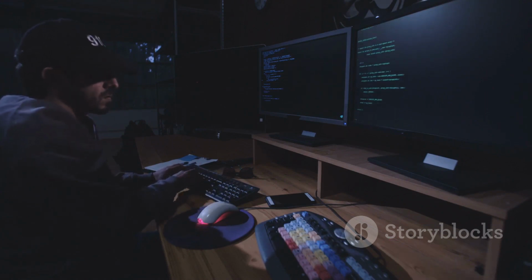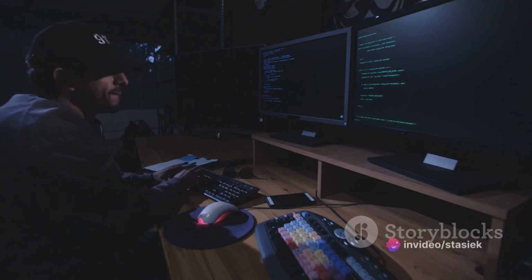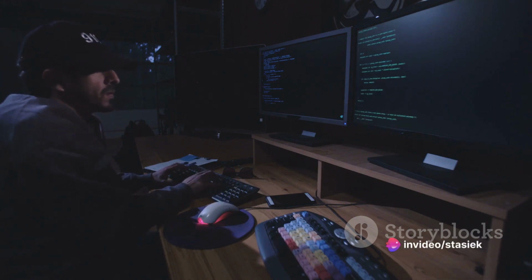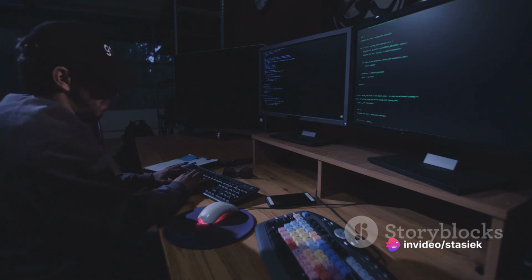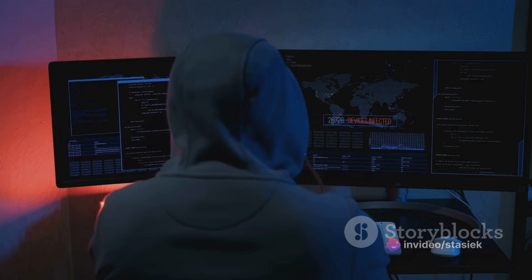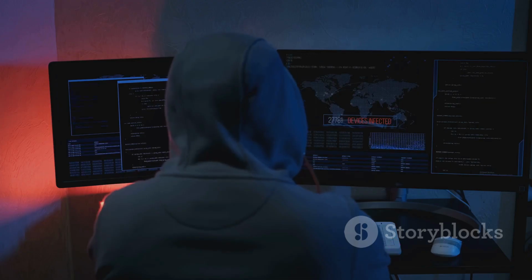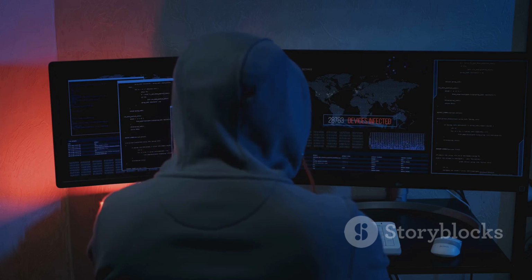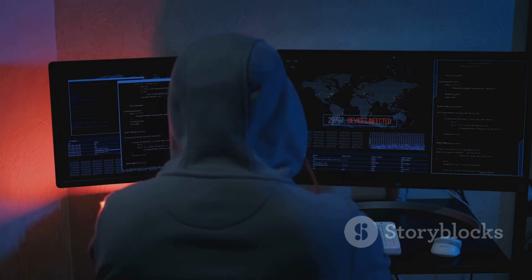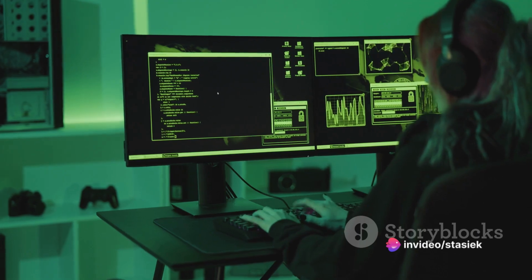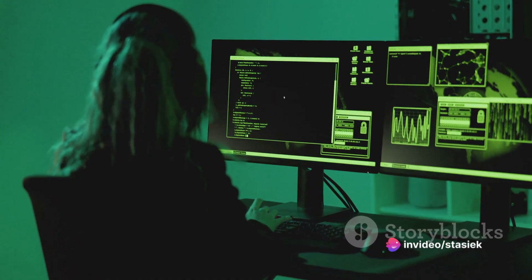To maintain persistence, we might use methods such as installing a backdoor, which is essentially a hidden access point that we can use to re-enter the system. Alternatively, we could also manipulate the system's processes to launch our malicious code every time the system boots up. This way, even if the system is restarted, our access remains intact.